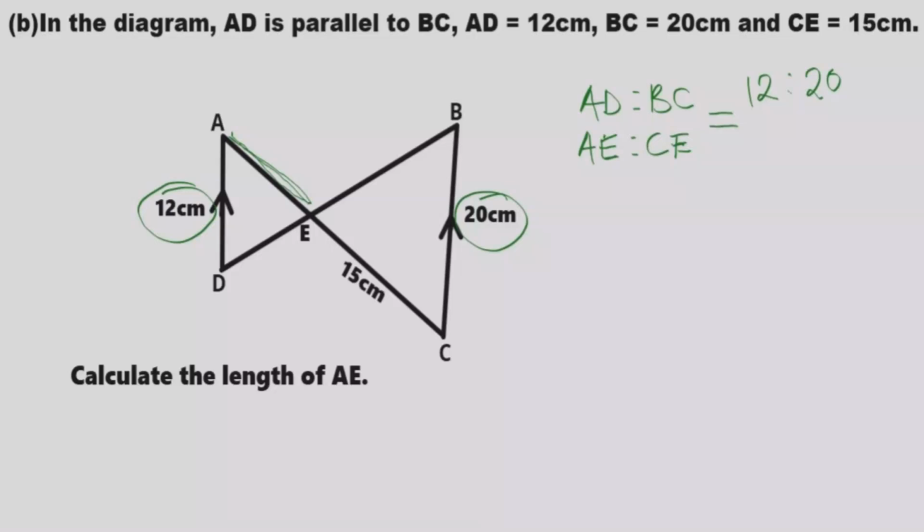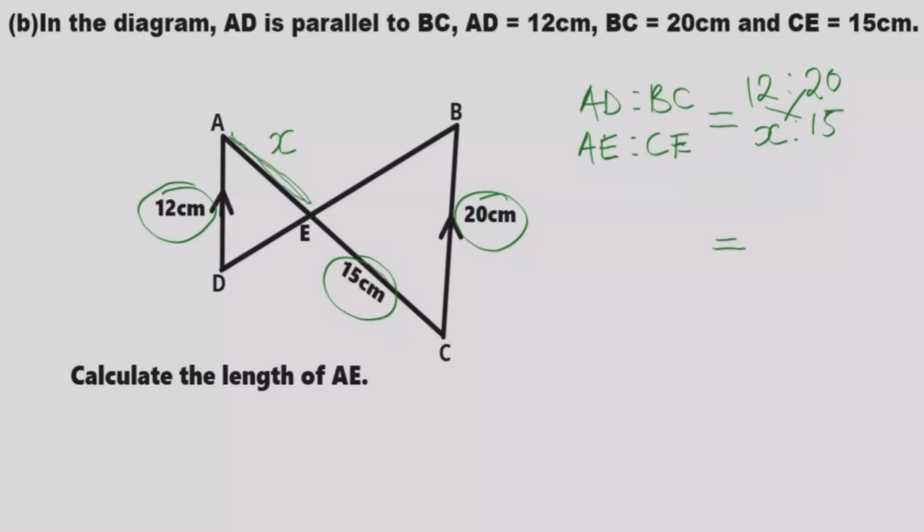Then the numerical value of AE is not given, so I'm going to put X here. Okay, so because this is not given, we're going to represent the length of AE by X. Then the length of EC or CE, this is 15 centimeters. So we're going to write X to 15. Then what do we do? We cross multiply. Okay, so we're going to have something like this.